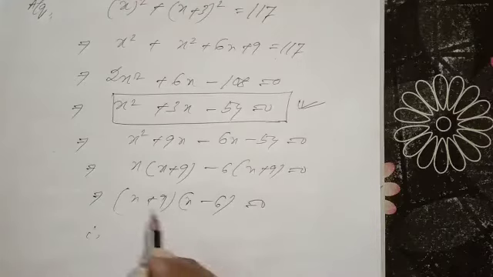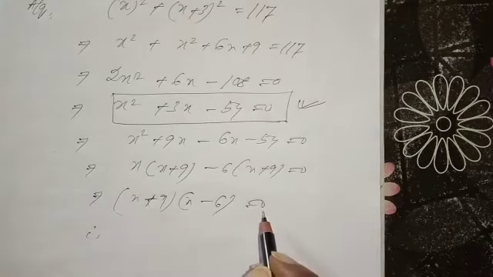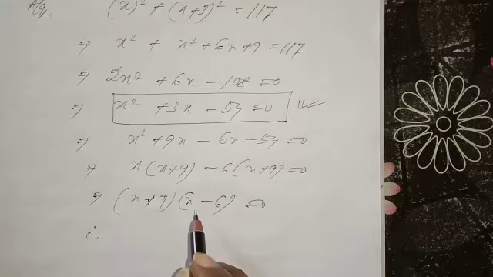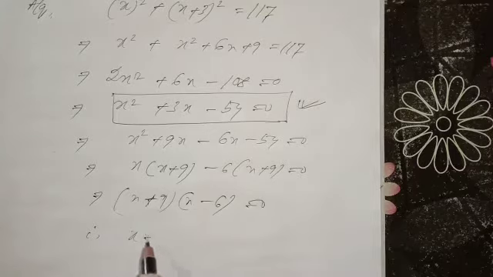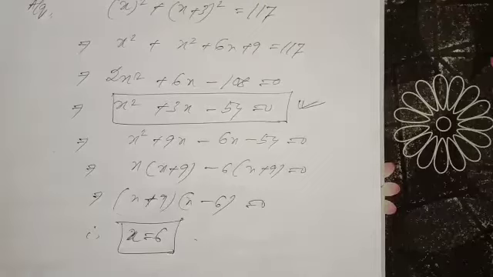As it is a whole number, therefore x cannot be negative. If I take x plus 9 equal to 0, I will get the negative number minus 9. That should not be taken because that is a whole number. And if you take the second bracket, x minus 6 equal to 0, I will get x equal to 6. So what is the number? Whole number 6. Another will be 6 plus 3.